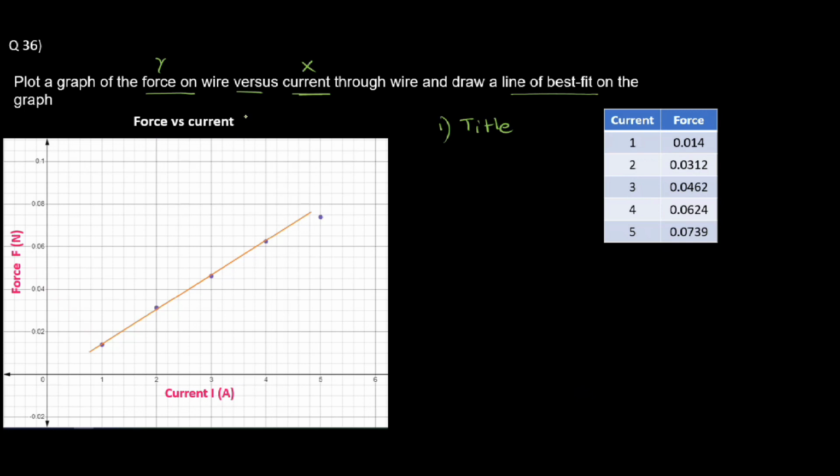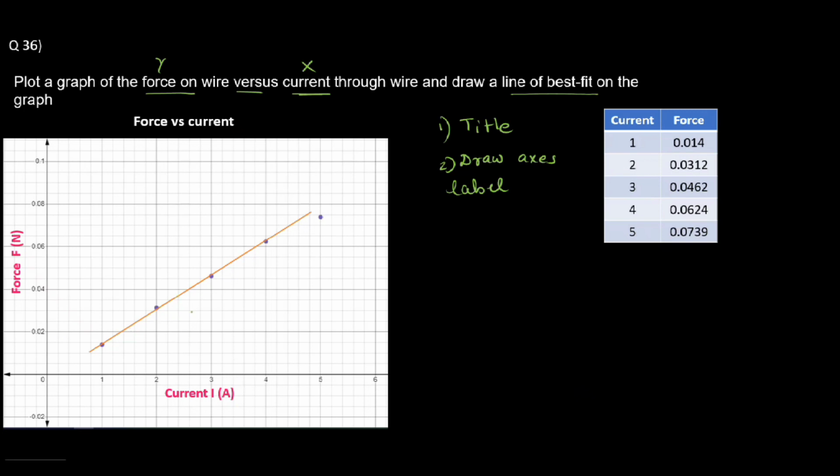After you give a title to your graph, then you draw the axis. And when you draw the axis, ensure that you label the axis. When I label them, since force is on the y-axis, I write here force, notation of the force, and the unit of force. Same for current. Current is on the x-axis. I write current, notation of the current, and the unit of current. This is how you label your graph properly.